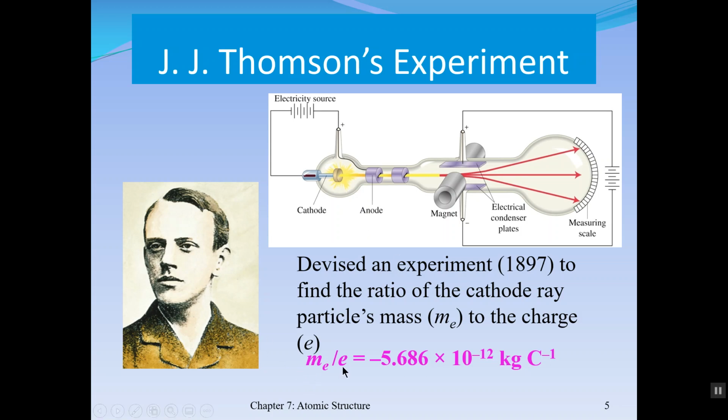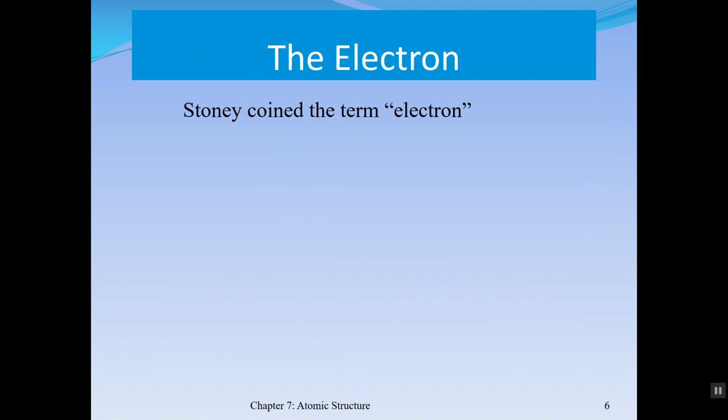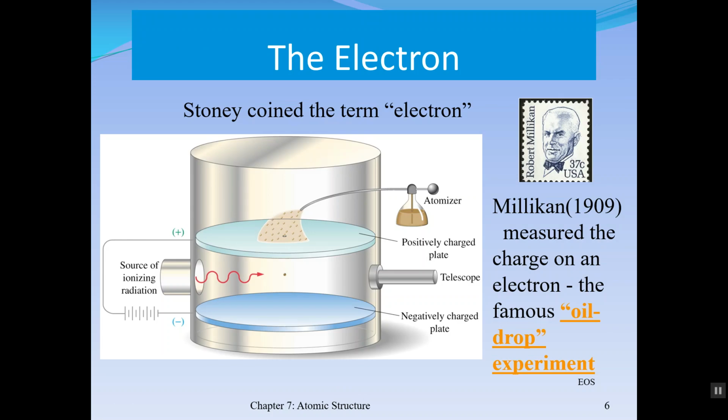Okay, so, of course, scientists are not satisfied because while this is very important, the mass to charge ratio of these particles, we want to know exactly what the mass is and what the charge is. So another scientist came up with this experiment. Now, mentioned here is the person who is credited with the term electron, right? Stoney is the person who came up with that term.